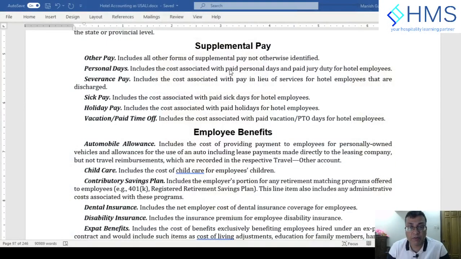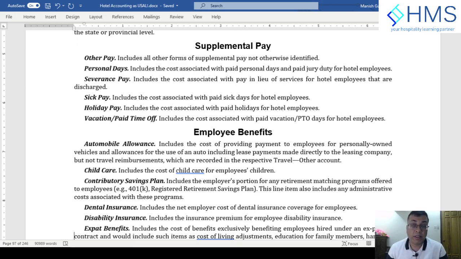As we discussed in the last video, the supplemental pay includes the pay charged for the days off taken by the staff: personal days, sick leave, holiday, vacation, paid time off. The hotels normally make a provision for those days every day, every month. Whenever the employee takes such leave, the cost related to those days is charged out to that provision.